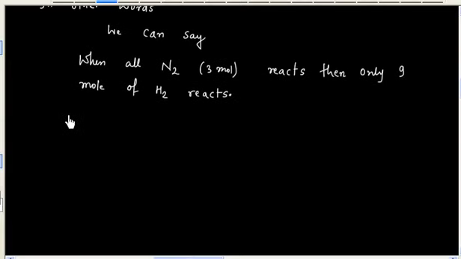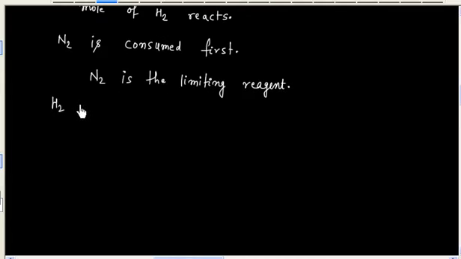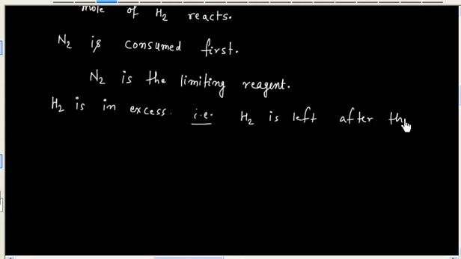This means we can say nitrogen is consumed first. So in this reaction, nitrogen is the limiting reagent. And hydrogen is in excess. That is, hydrogen is left after the end of reaction.